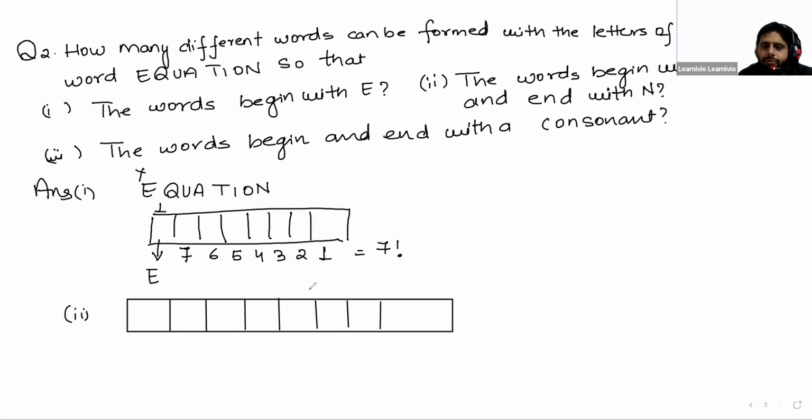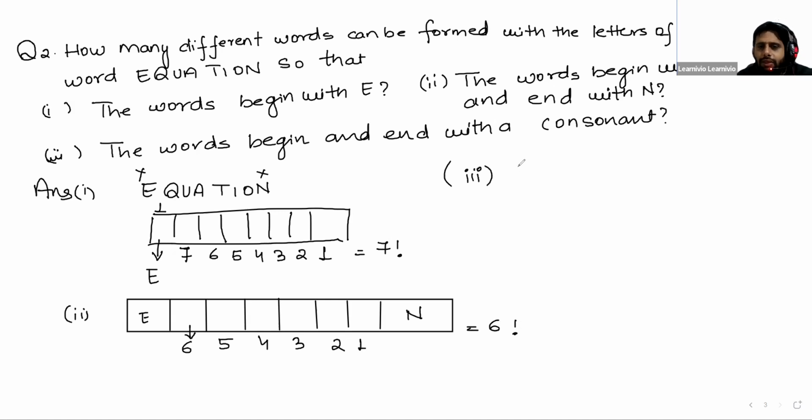We have 8 alphabets and the word begins with E and ends with N. Now we have the remaining 6 alphabets, so this block has 6 options. Next has 5, next 4, next 3, next 2, and 1. So this means this is 6 factorial. Okay. Now the third one.